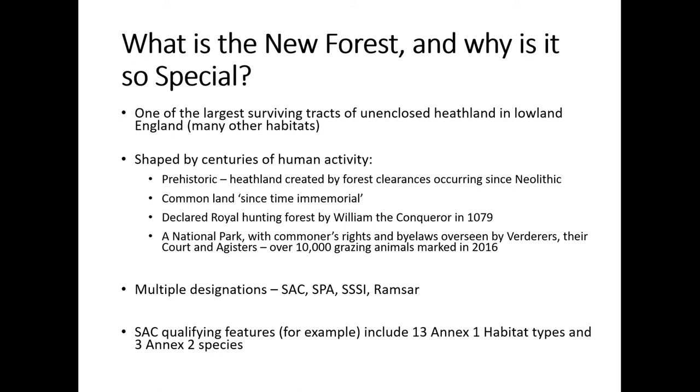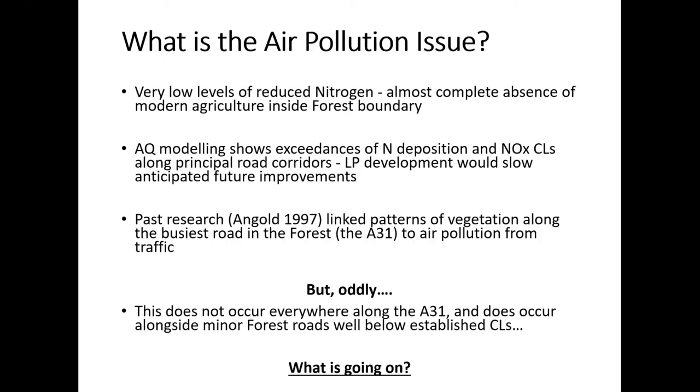Because of its ecological interest, it has multiple designations, some of them European level, SAC, SPA, some of them national, SSSI, and obviously Ramsar is international as well. Just taking the SAC designation alone, for example, there are 13 Annex 1 habitat types and 3 Annex 2 species on the Natura 2000 data form for the SAC. So it's a very important and special place.